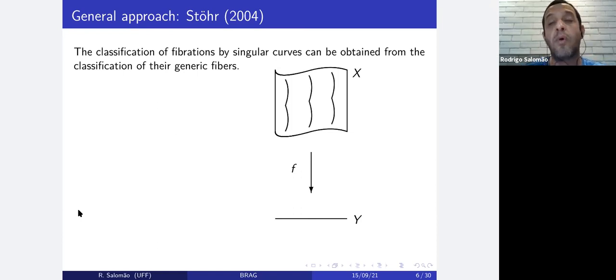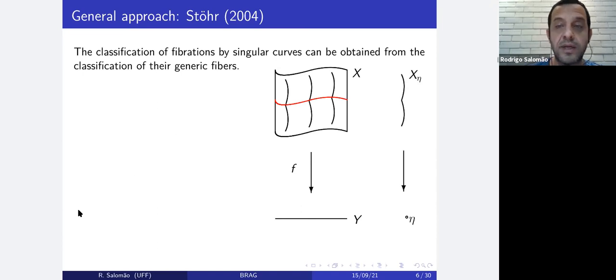if we want to consider fibrations by singular curves, then we want to obtain horizontal prime divisors containing the singularities of the general fibers. But the horizontal prime divisors are associated to closed points of the generic fiber, and the closed points of the generic fiber associated to horizontal prime divisors containing singularities of the generic fiber must be regular but non-smooth.